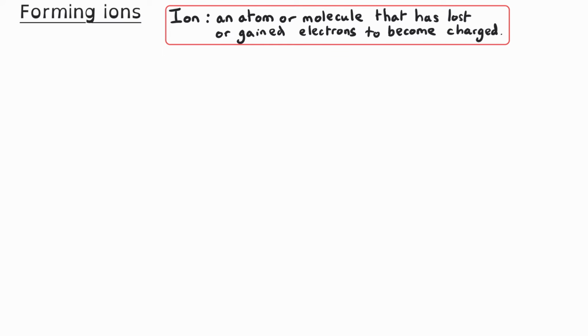An ion is an atom or a molecule that has lost or gained electrons and become charged, and ions can be positively or negatively charged.